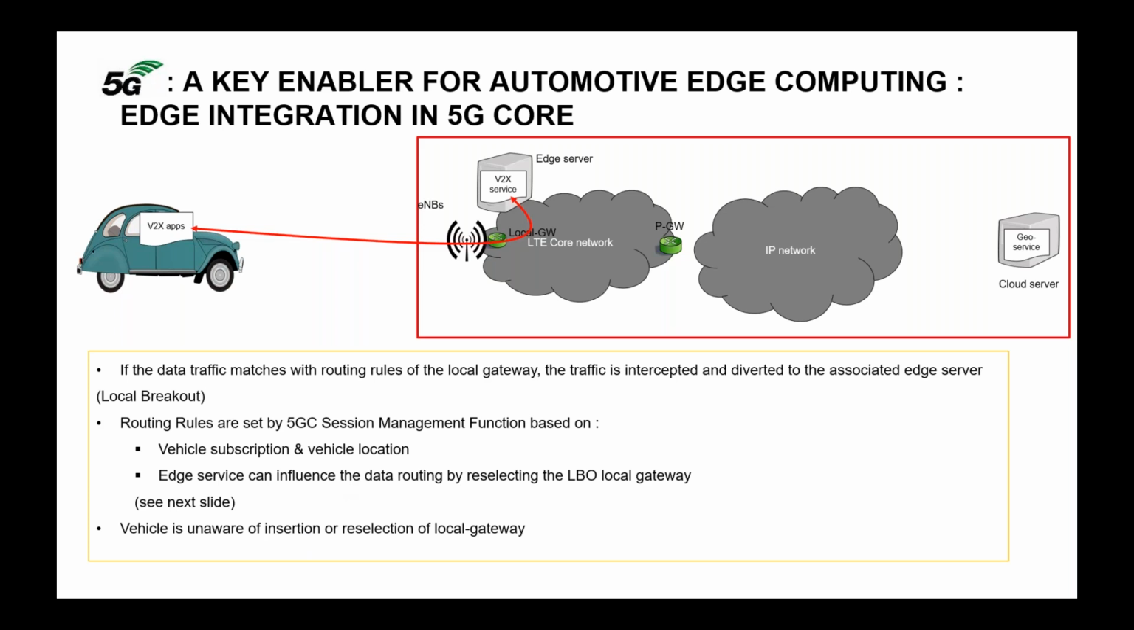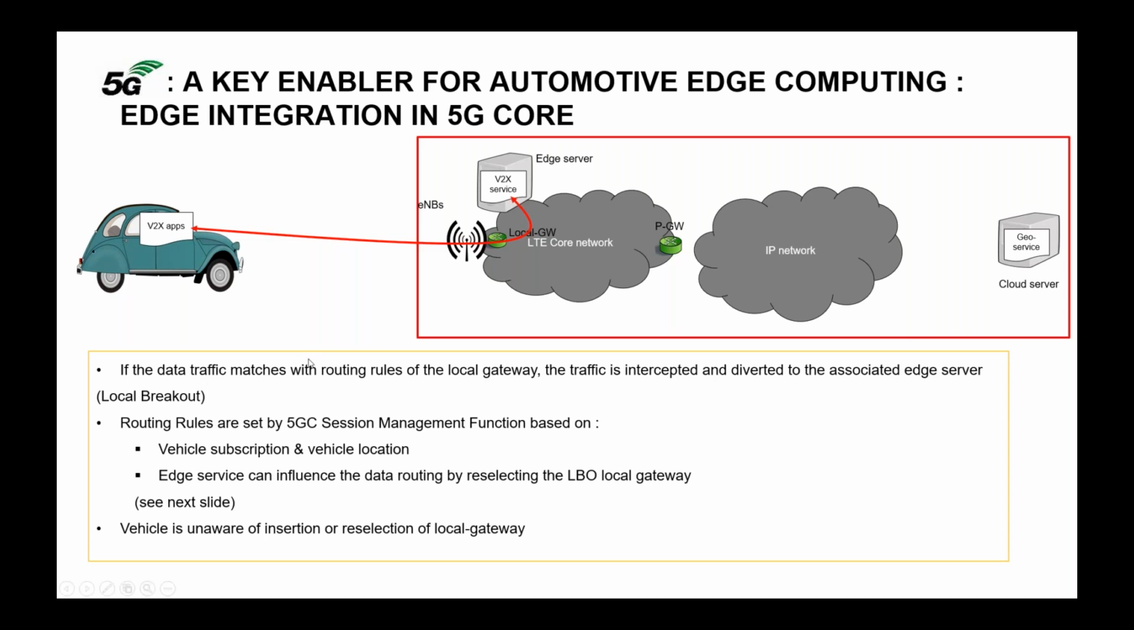So one thing to be highlighted, I would say, is there's some difference between 4G and 5G. On 4G, if the traffic is intercepted, it will be the full traffic, so the full V2X traffic. You do not have any possibility to split between different types of message. But on 5G, you have a finer granularity.